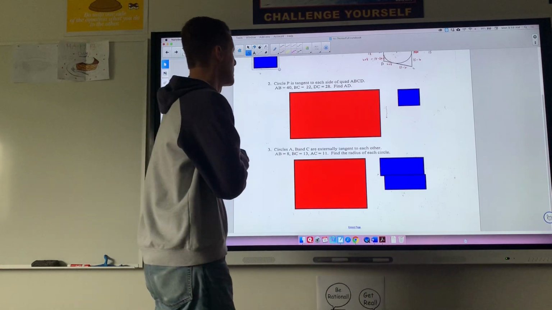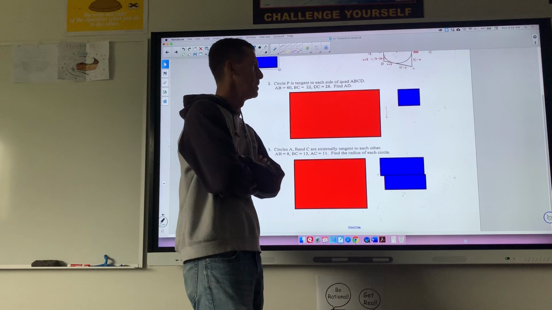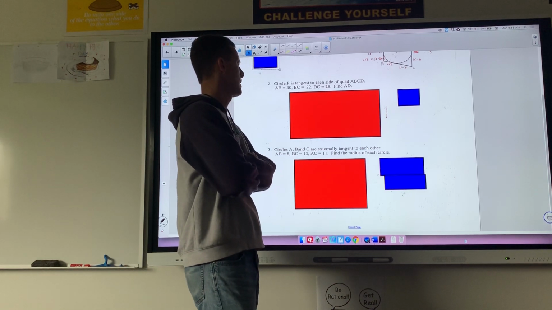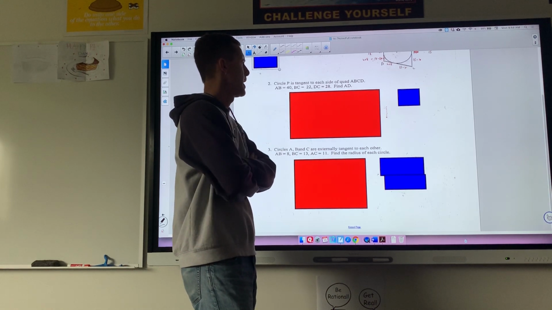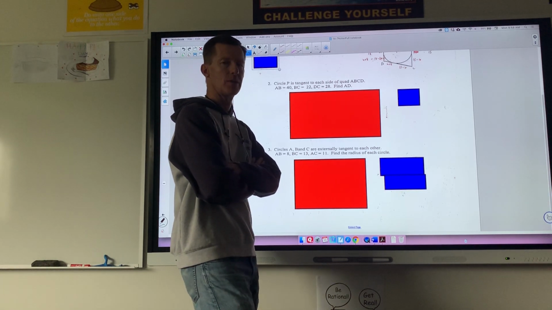Here we go. Again, another one. Circle P is tangent to each side of a quad. So this one looks a little bit different, right? We have some segment lengths, and we have to find AD. So go ahead and give that one a shot.